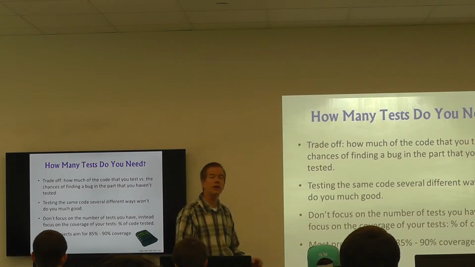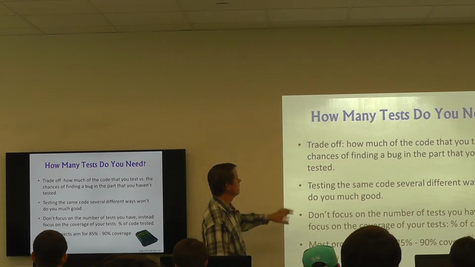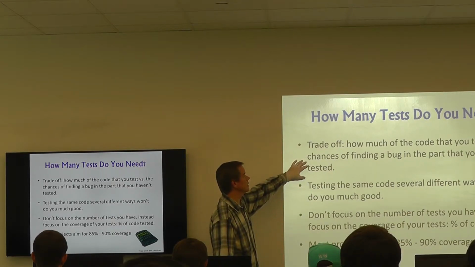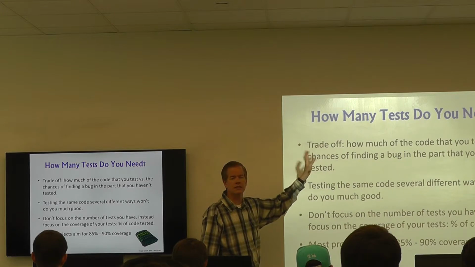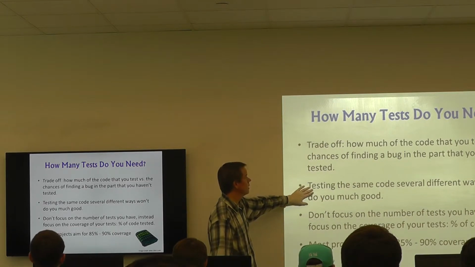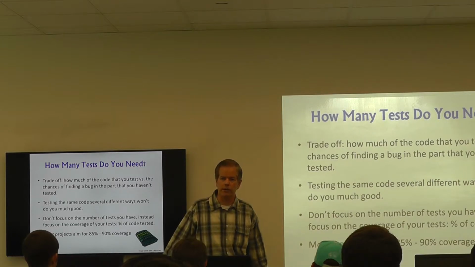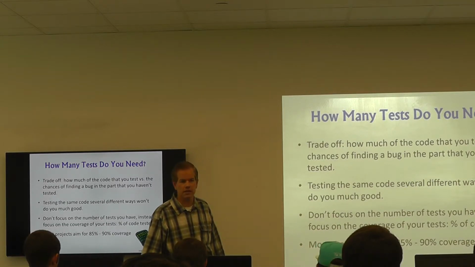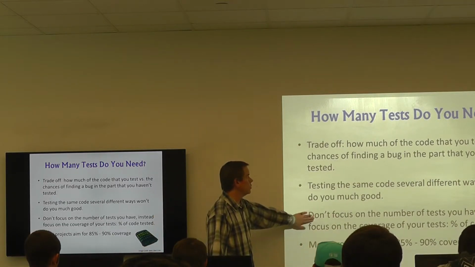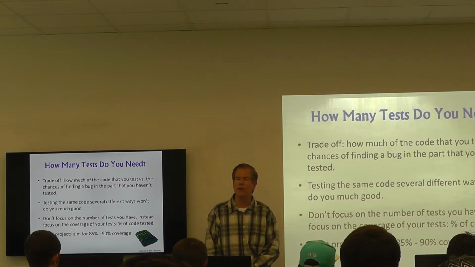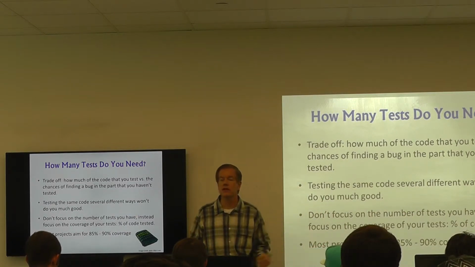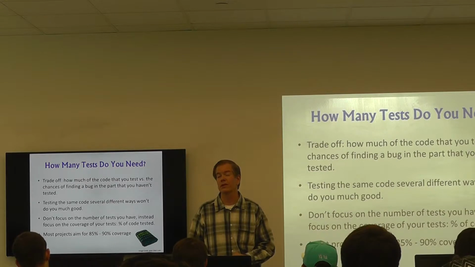Okay? All right. So now you're going to play a little trade-off game. Okay? You want to test the important parts, and if something doesn't get tested, then hopefully it's not a terribly important part. You don't want to have a whole bunch of test cases that test the same part of the code, because who cares, right? Have one test case that tests one part of the code and move on. You don't want to focus on the number of tests that you have. I've got 100 tests, I've got 1,000 tests. Oh, you must be doing a really good job.